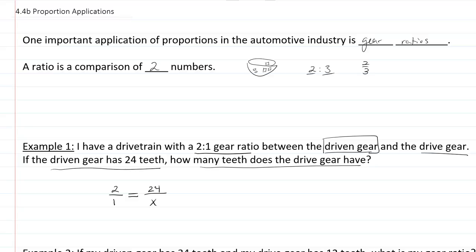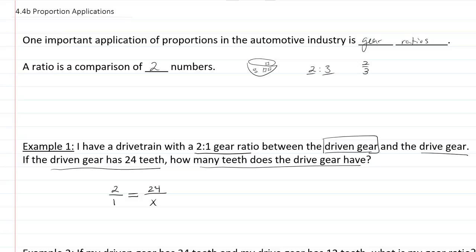We don't know. X. So as long as we correspond in our proportion application the ratio number, the 2, with the number of that thing, the driven gear teeth, 24, and the 1 in the gear ratio with the unknown x, we should be good. Now we solve this like a normal proportion problem.